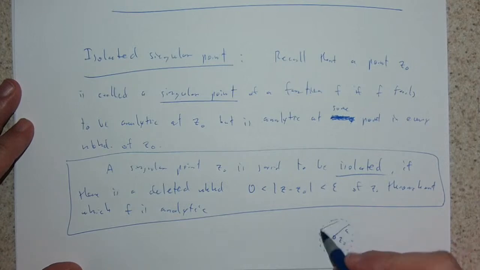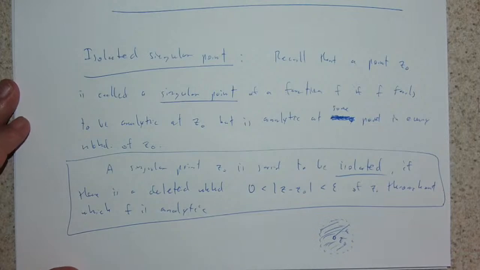So it's analytic everywhere in this deleted neighborhood. This deleted neighborhood does not, of course, include z naught because z naught is a singular point of f, so it can't be analytic there by definition. But it's analytic everywhere else on that neighborhood. So this is the notion of isolated singular point. And this is going to be a central notion for us. This is going to be very important going forward. It's very important that we be dealing with isolated singular points.